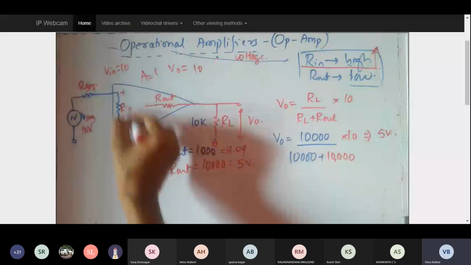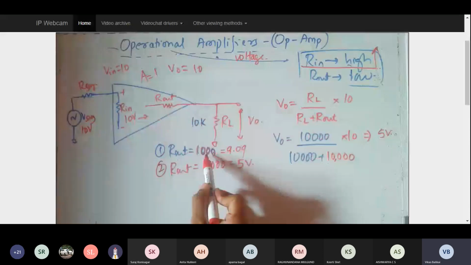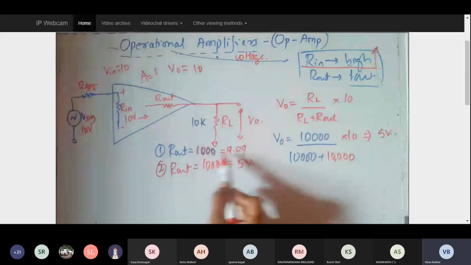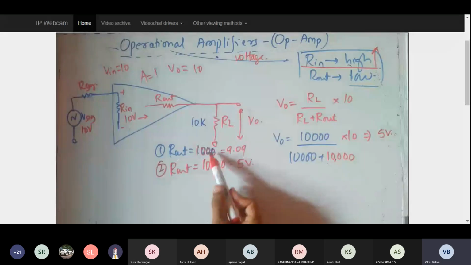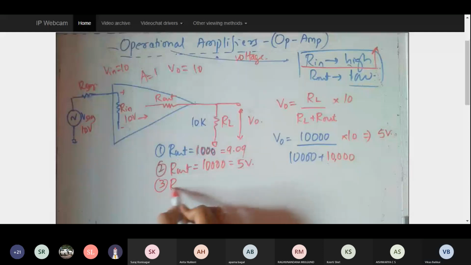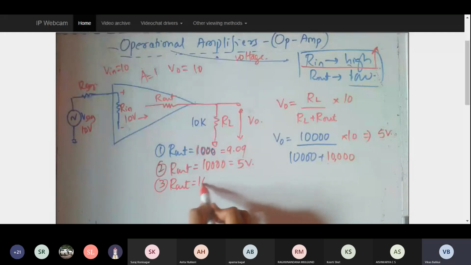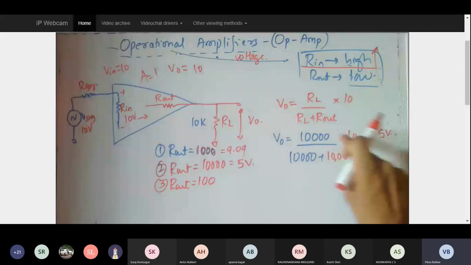The moment I have R out as 1000, or 1 kilo ohm, my output was 9.09. But the moment I increase the R out from 1000 to 10,000, my output got decreased to 5 volt. Now let us try to decrease R out to a very lesser value, 100 ohms. Let us consider the case of 100 ohms. Now can you just do that?